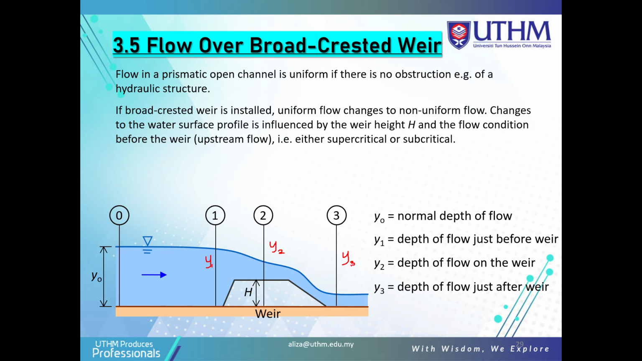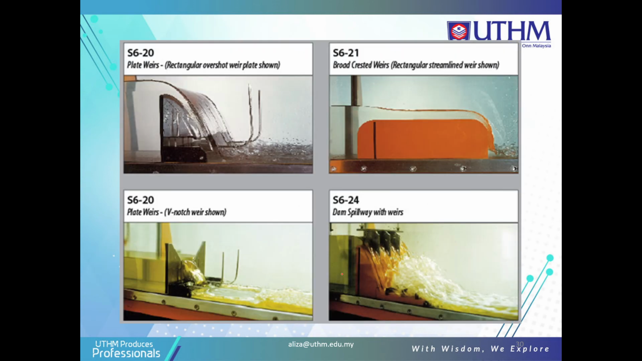So this is flow over a broad crested weir. We must have Y naught before, Y1, Y2 on the weir, and Y3 after the weir. This is the concept in the lab.